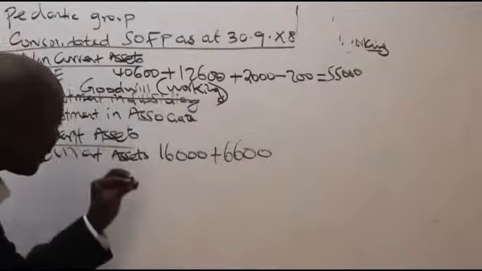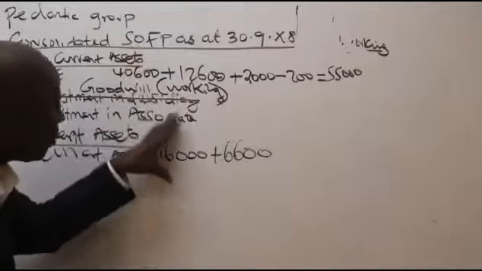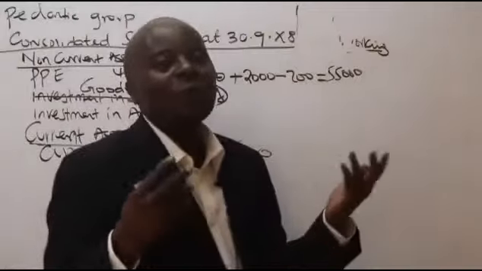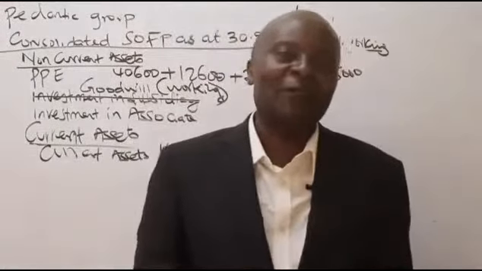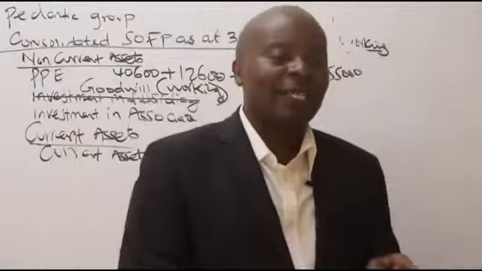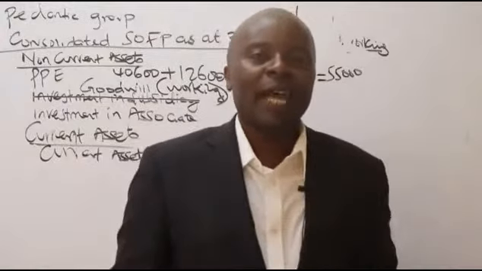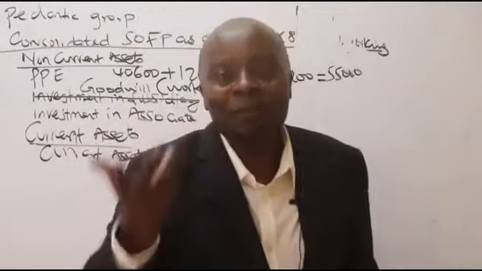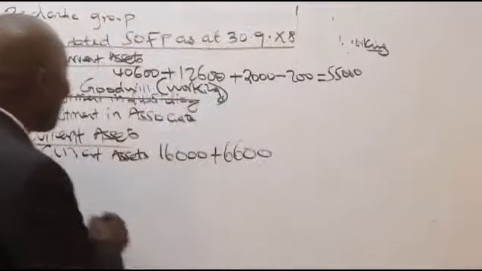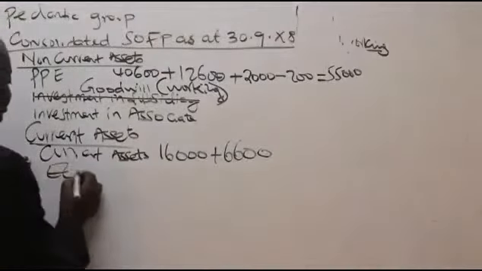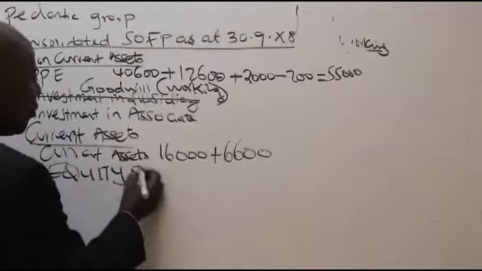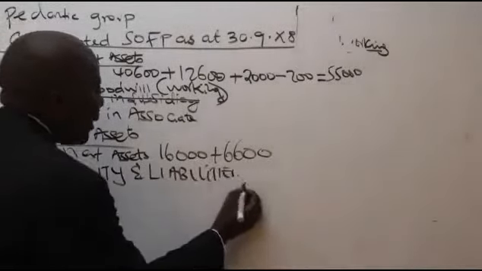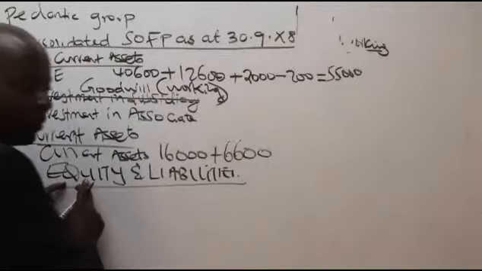Now, after that, ladies and gentlemen, I will be able to get my consolidated total assets. Then as an accountant, I need to look beyond those assets and ask myself, how have these assets been financed? How do we finance our assets? Through owner's capital and through liabilities. So now I'll come to this other section and mention here equity and liabilities. In equity and liabilities, we normally start with the equity, remember.